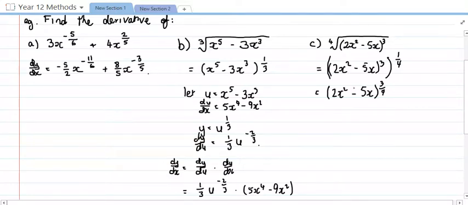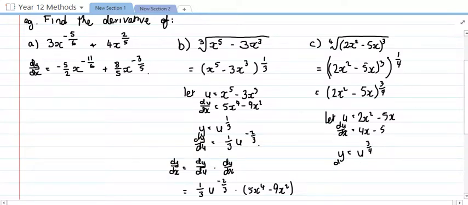So again, we've got a function, we've got the squared function inside the power of 3/4 function. So we're using chain rule again. So we'll let u equal the inner function, which is 2x squared minus 5x. That means that du dx is 4x minus 5. And we can say that y equals u to the power of 3/4.